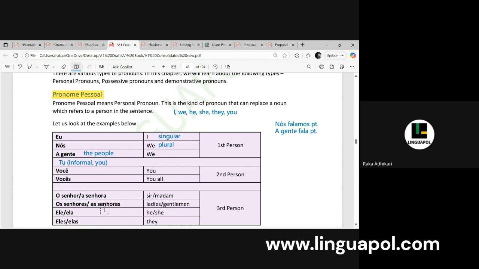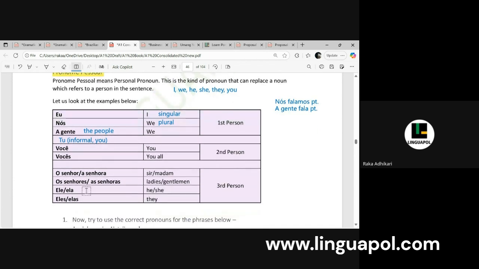Then in third person, let's focus on these last two rows first. Ele, ela or eles, elas. Ele means he, ela means she. Eles, elas, both of them mean they. That is our third person. Third person means the one who is not in the conversation at all. He, she or they. Now we have eles and elas for the word they.